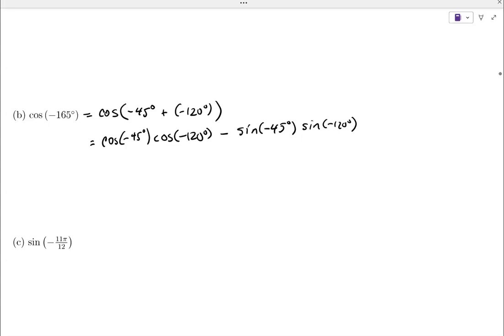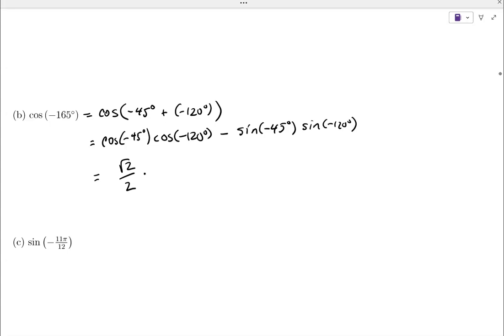Our reference angle will be 45 degrees. Cosine of 45 is what? Square root of 2 over 2. Negative 45 degrees is in quadrant 4, so cosine will be, good, positive. So it'll be root 2 over 2. Reference angle for 120 is 60.